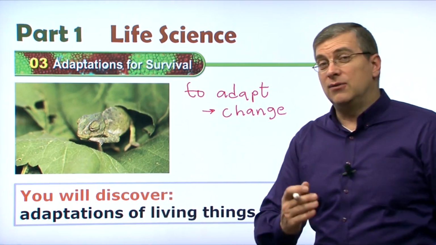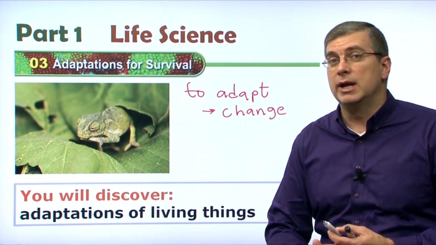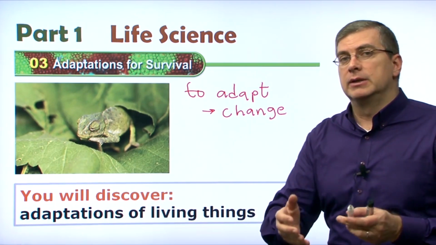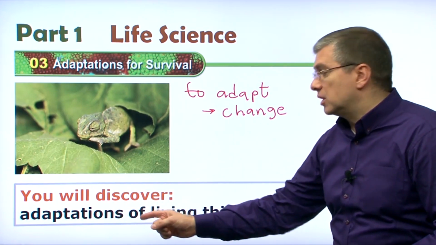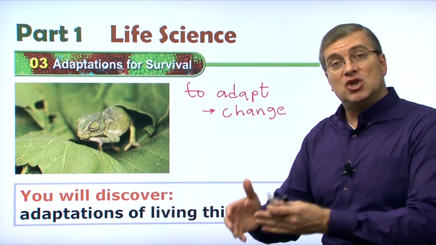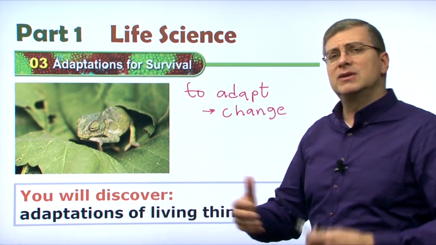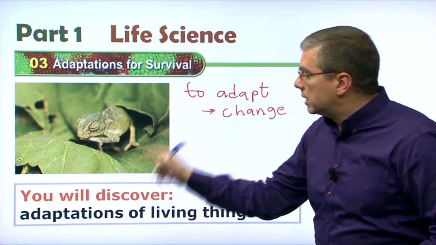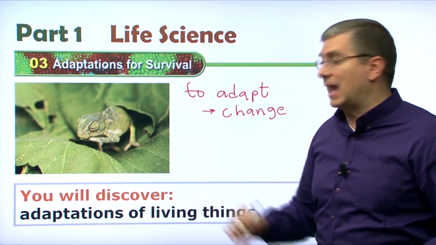Think about this. If you move to a new country, you have to learn a new language. You have to learn a new culture. You have to adapt. You have to change to the new environment. So adaptations are changes that living things make when they change environment or when they want to survive in their environment, because the environment is always changing. Let's take a look in this lesson how living things change according to their environment, and that is adaptation.